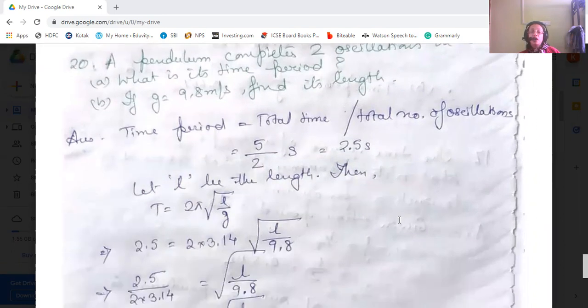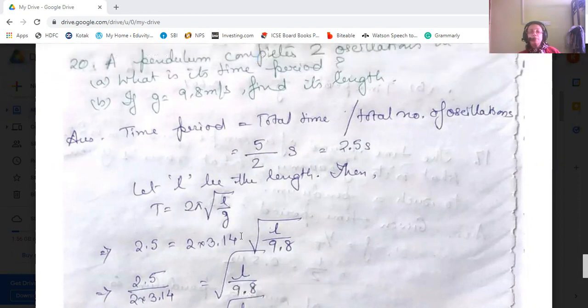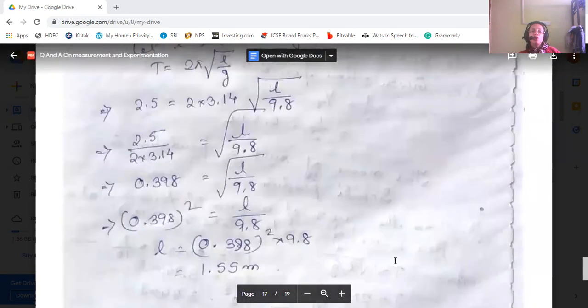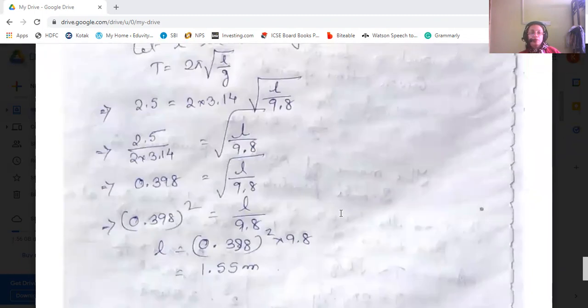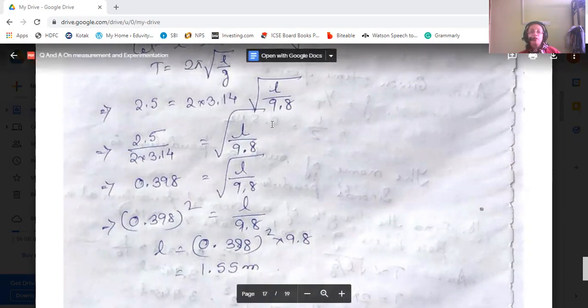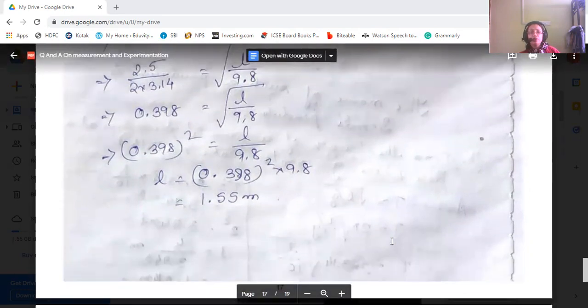Now if g is 9.8, we need to find its length. So T is equal to 2 pi root over L by g. T we know is 2.5 seconds. 2 pi is 2 into 3.14, root over L by 9.8. If we solve, we get 1.55 meters. So 2.5 is equal to 2 into 3.14 root over L by 9.8. This is the way you can solve this question.